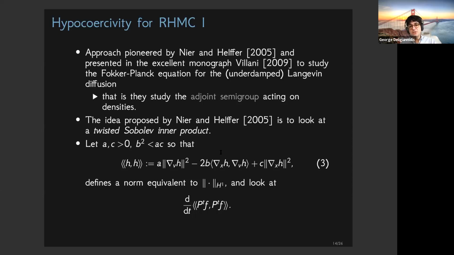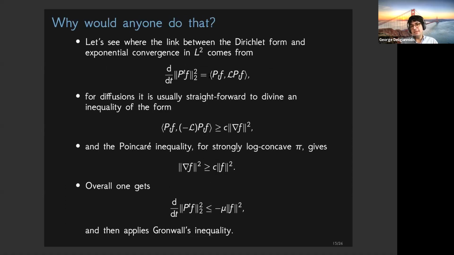Okay, so once you define this type of H1 norm, you have to choose the constant so that it's equivalent to the standard Sobolev norm. Then you look at the time derivative of the norm of the semigroup in this new Sobolev norm. Okay, and the idea is similar: we will try to look at this time derivative, and then we'll try to force some kind of coercivity, but in this new modified norm. Okay, so this is roughly what I explained earlier for diffusions, but I want to go one step further.